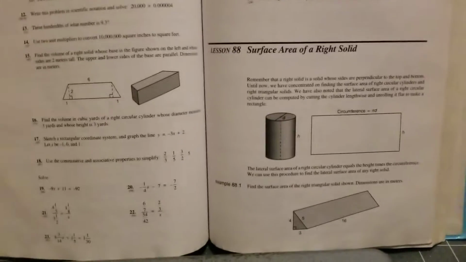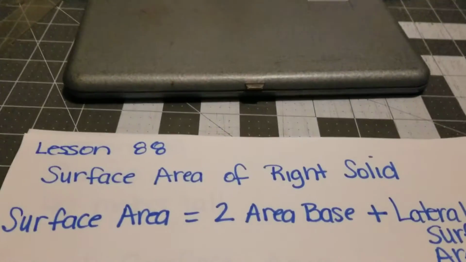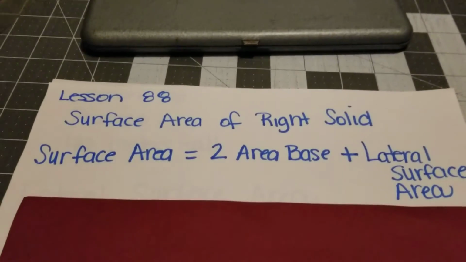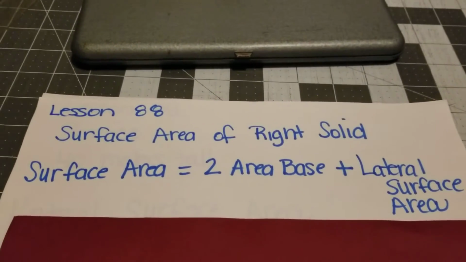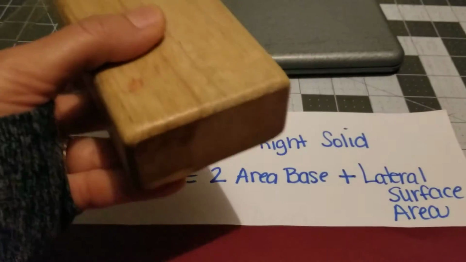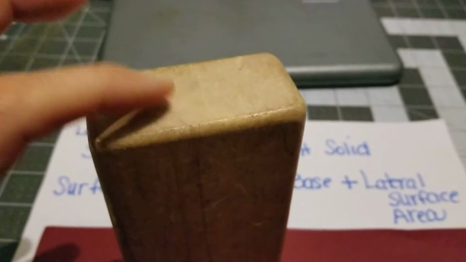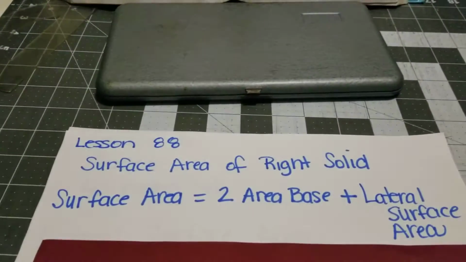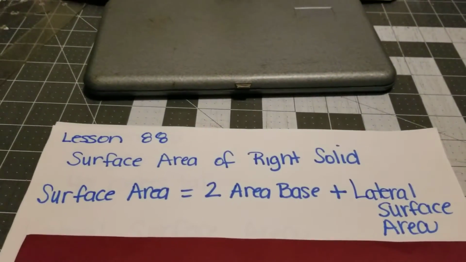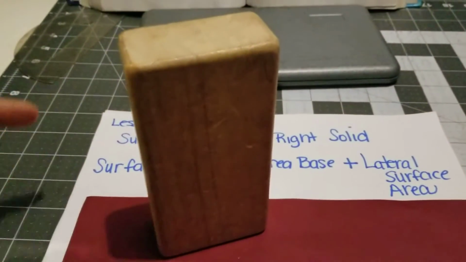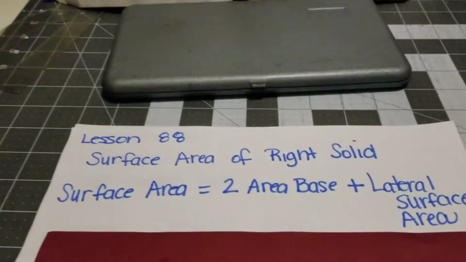Okay, so when we're talking about the formula for the surface area of a right solid, here's what we need to recall, okay? So it's 2 times the area of the base. So as I said in my picture, this little base here and this little base there, 2 times the area of the base, plus the lateral surface area. And the lateral surface area is the surface area that's all around the outside, okay?